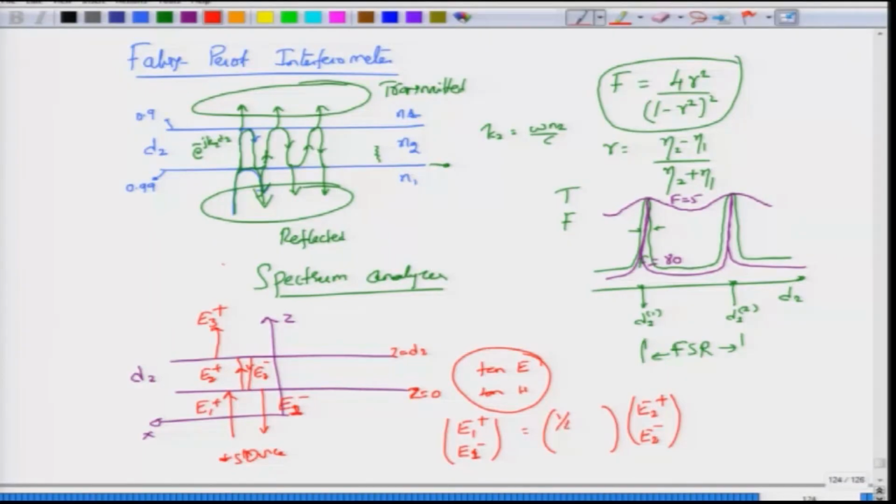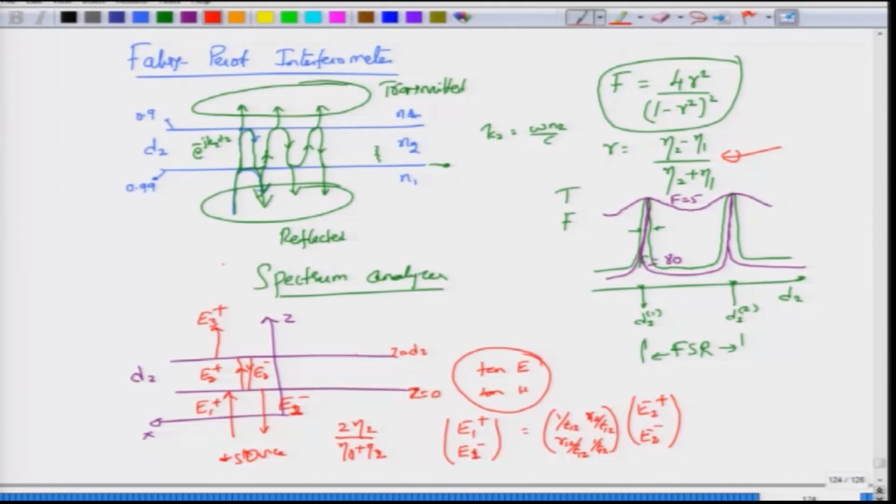The matrix is going to be 1 by T12, R12 by T12, and R12 by T12, 1 by T12, where T12 is the transmission coefficient, which is given by 2 eta 2 by eta 1 plus eta 2. Please note that eta is the impedance and not the refractive index. Of course, you can also write T and R in terms of refractive indices, but it is easier to remember the formula in terms of wave impedance. That is why I have given it in terms of wave impedance here. R12 we have already written as eta 2 minus eta 1 by eta 2 plus eta 1. So, this would be the matrix relationship.